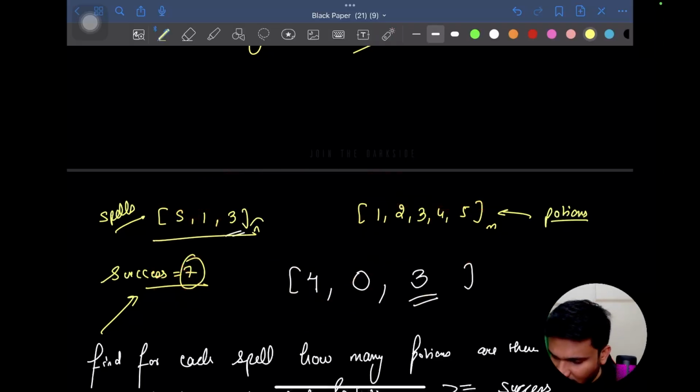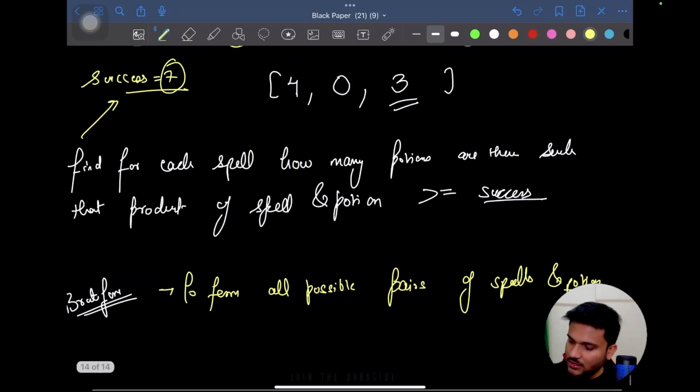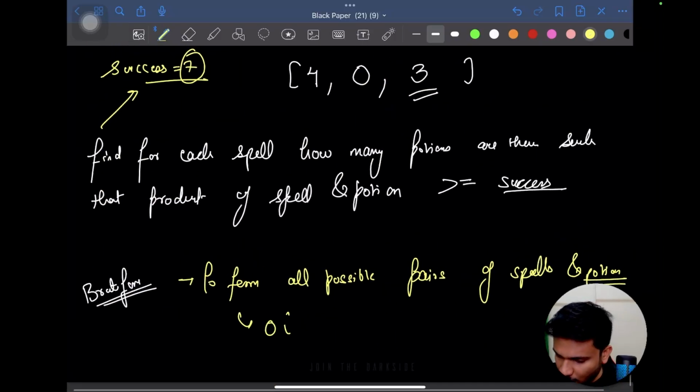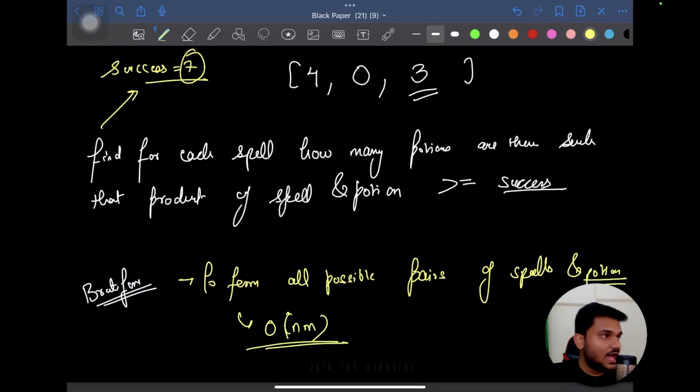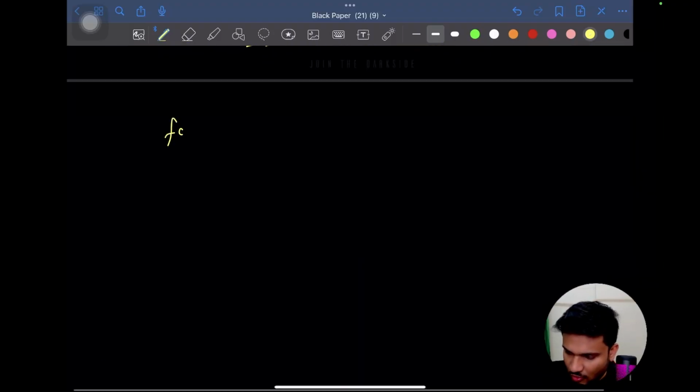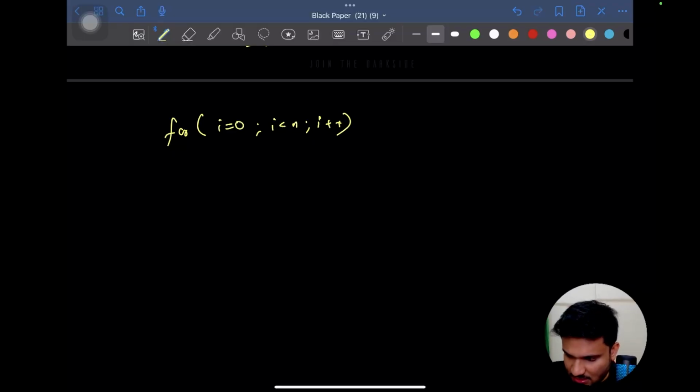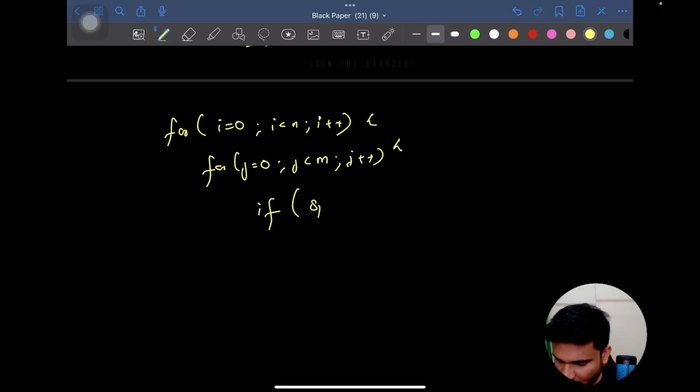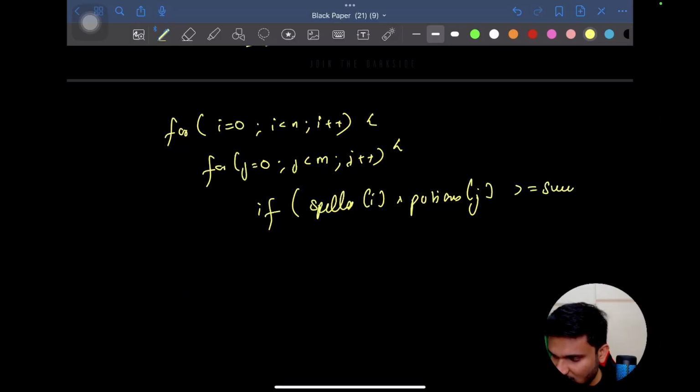How many spells are there? n. How many potions are there? m. The time complexity of this solution will be order of nm. Can I say that? And how will the code look? For i equals 0, i less than n, i plus plus. For j equals 0, j less than m, j plus plus. If spells at i into potions at j is greater than or equal to success.